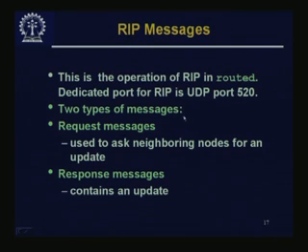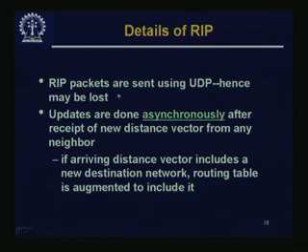Two types of messages: one is a request message, used to ask neighboring nodes for an update, and the other is a response message, which contains an update. RIP packets are sent using UDP, hence may be lost. Actually, UDP is one transmission protocol which, as I say, has low overhead. The other side of the coin is that it is less reliable than its sister, TCP, which is more reliable. So, updates may be lost.